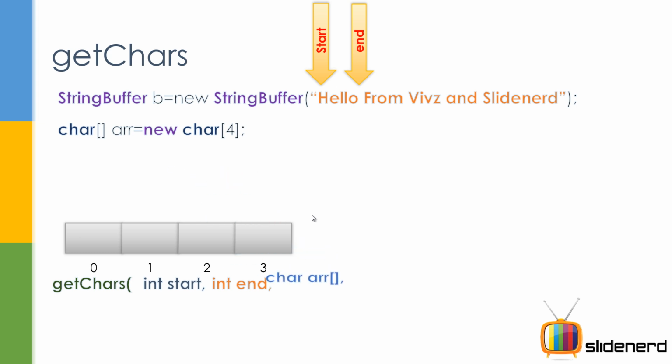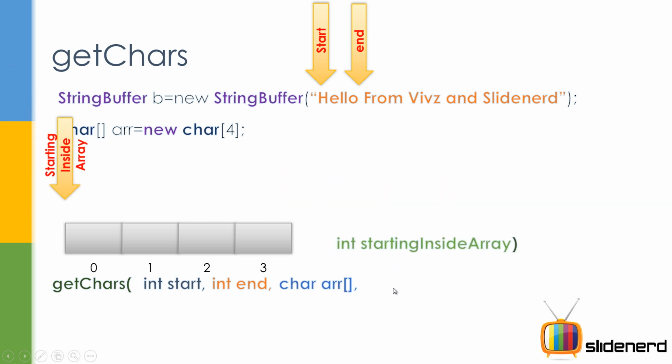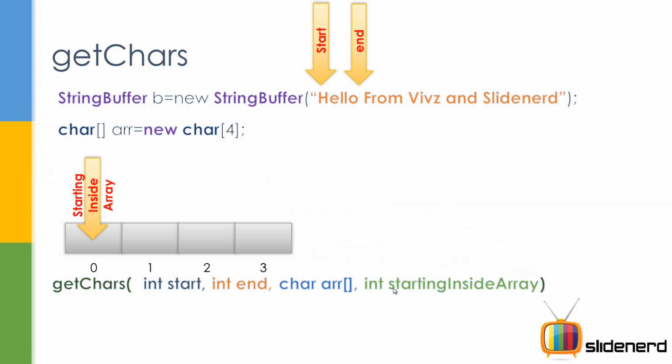Then I have my character array arr, which is passed inside the method, and in the last parameter I say where I should start inside the array. Now remember, you can also start at a different position inside the array. It doesn't have to start from 0. That is how the method works.